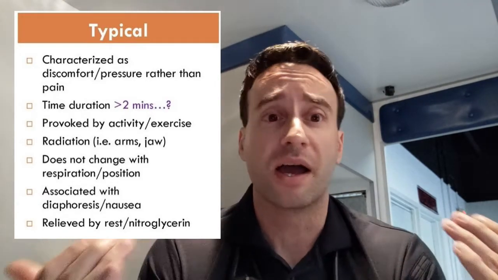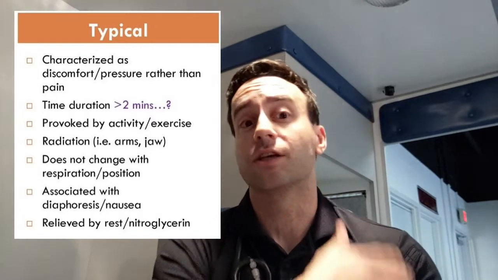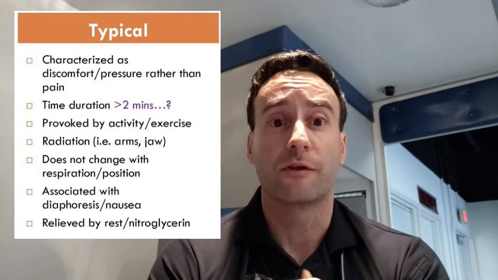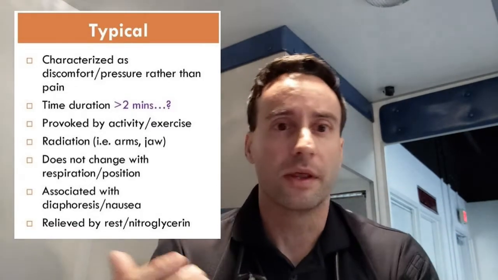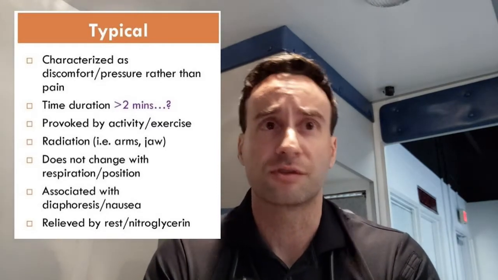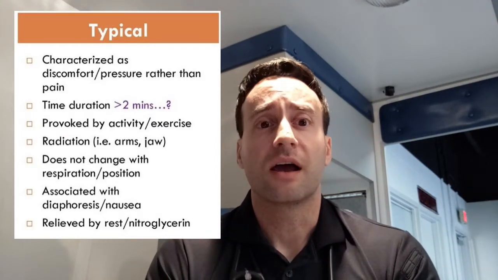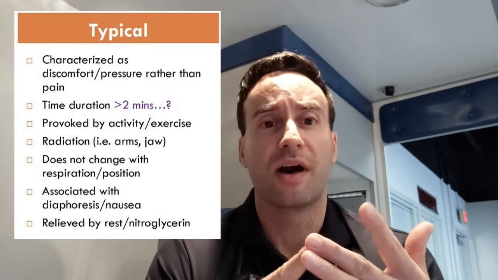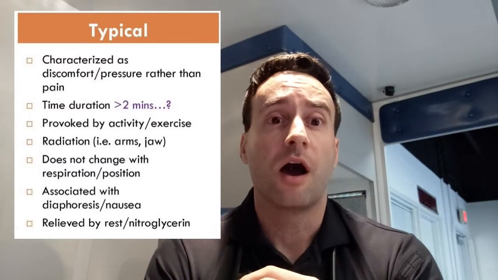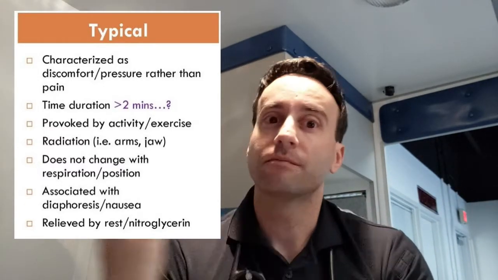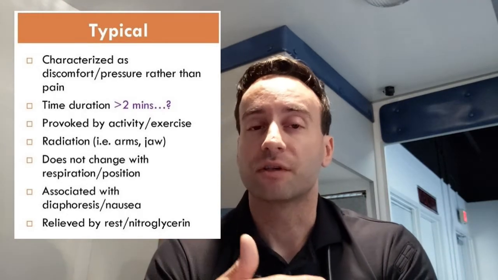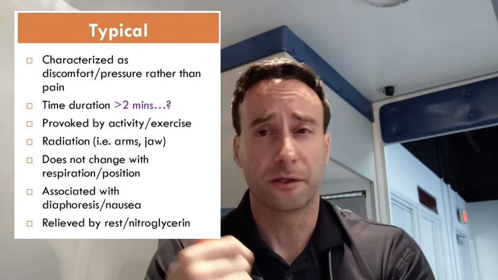Is it provoked by activity or exercise? Is there radiation through the arm up through the jaw? Are they having any type of shortness of breath with it? Are they having exertional dyspnea when they're moving around, or is it brought on by exercise? Are they having those anginal equivalents, nausea, vomiting, diaphoretic, or is the patient having relief from those symptoms when they rest, or do they have already a previous history of this, and when they take their nitroglycerin, do they feel better?